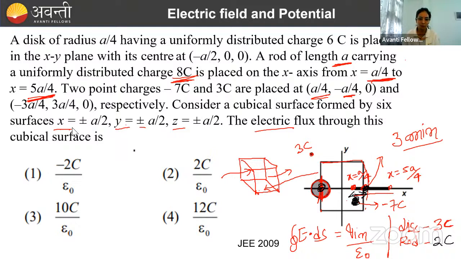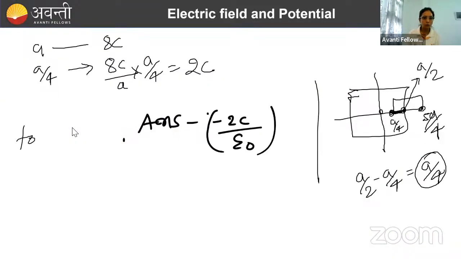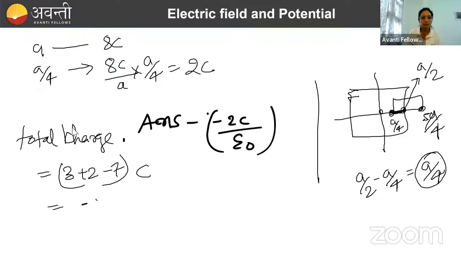Now, there is also one point charge inside the closed surface, and that is minus 7 coulomb. So how much total charge is inside the closed surface? That is minus 7 plus 2 plus 3. Total charge I will write as 3 plus 2 minus 7. This much coulomb. So this is minus 2 coulomb.